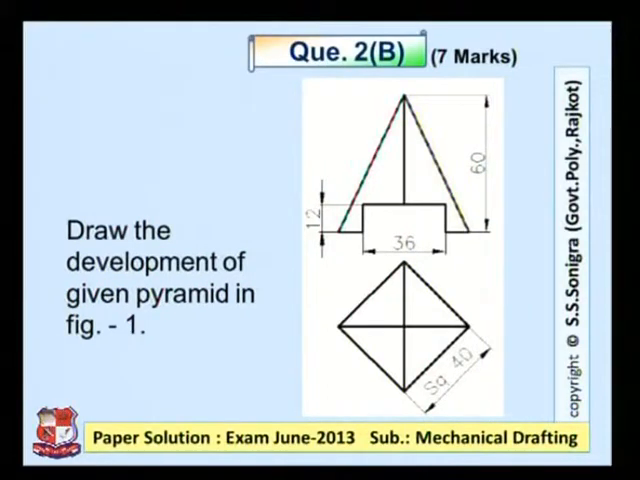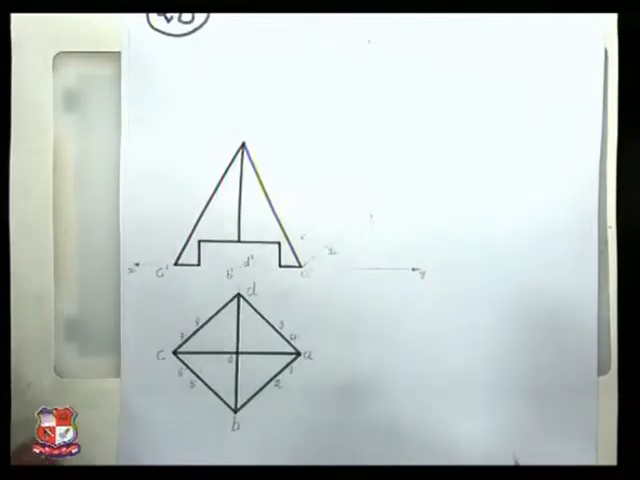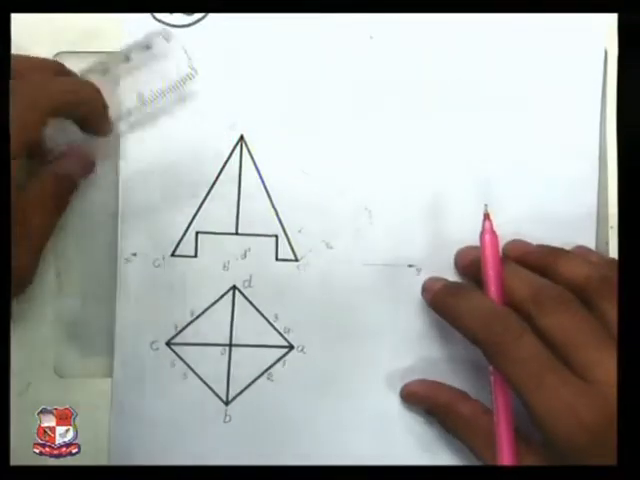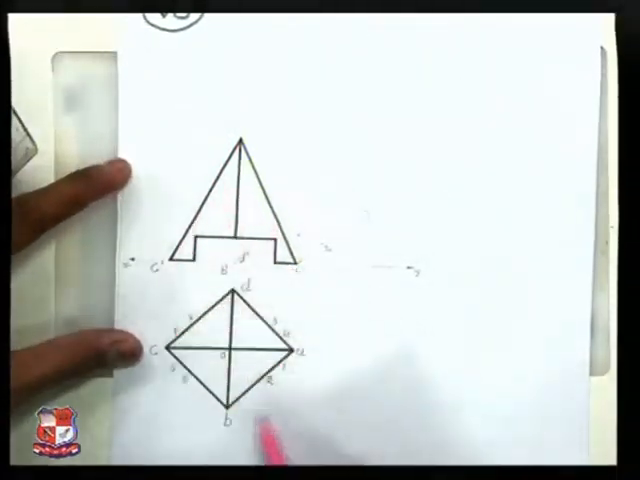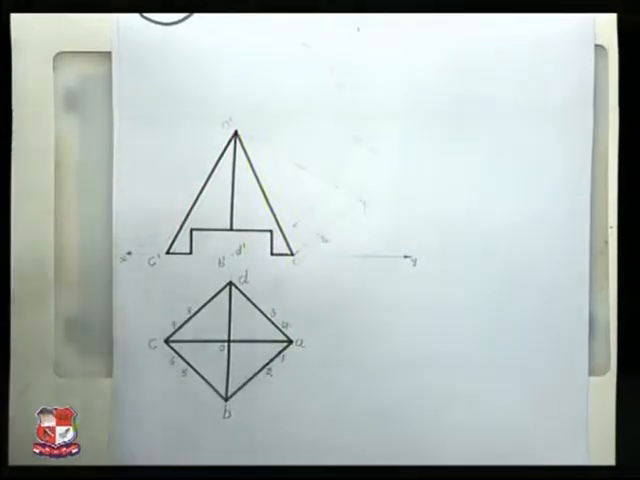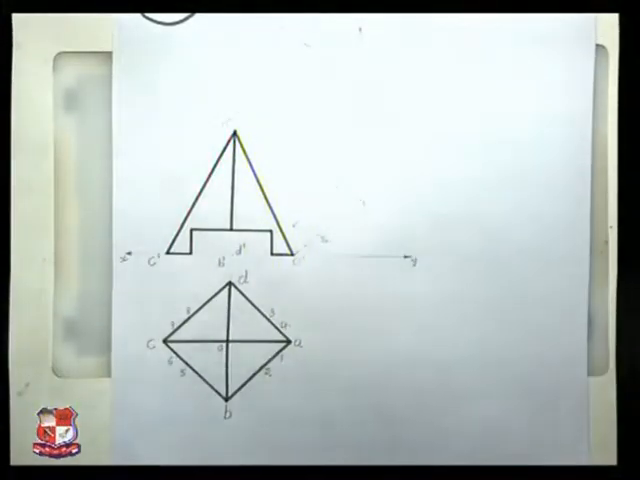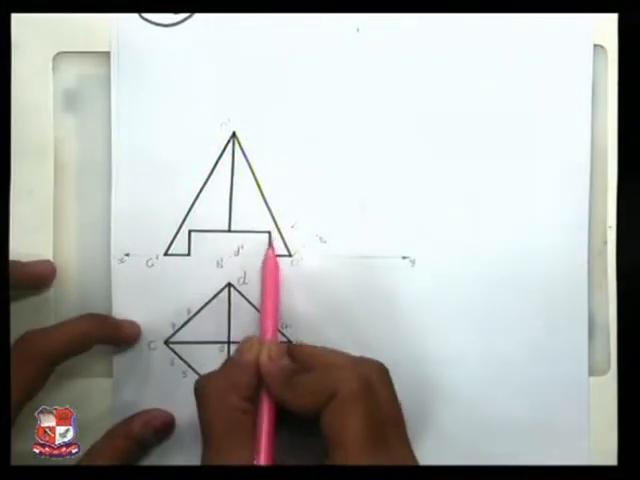Could be seen here. This is the top view. It's a square of 40 mm dimensions, and the front view is a triangle having a height which is known to us. Now to draw the development of this pyramid, let us assume it is not cut anywhere. It is shown cut over here.